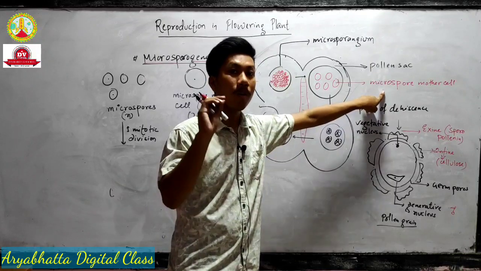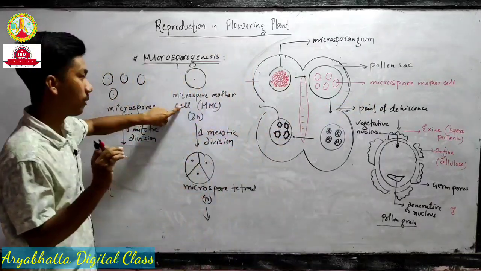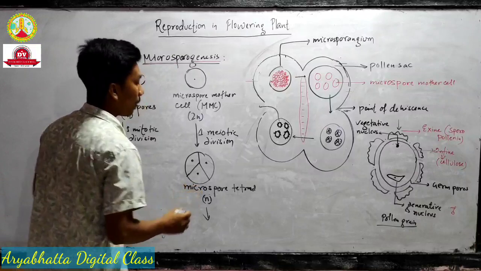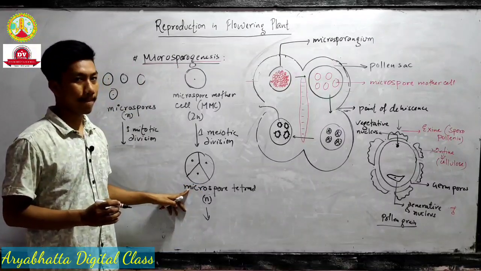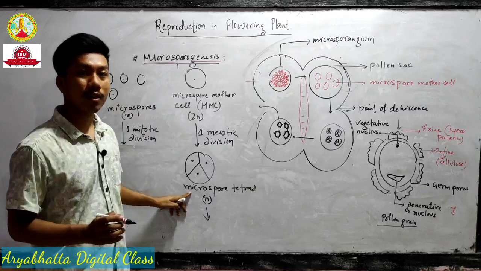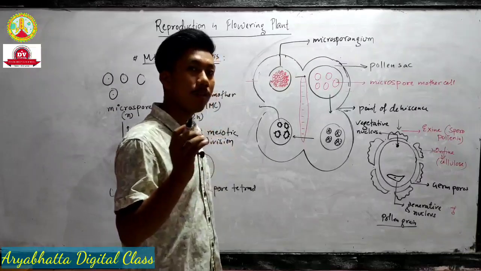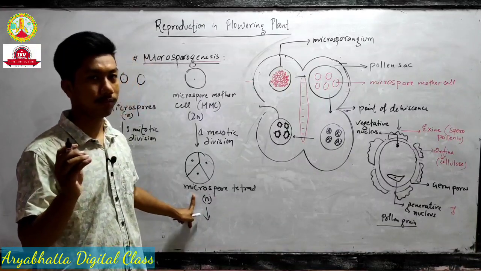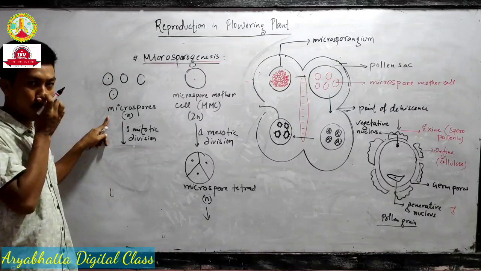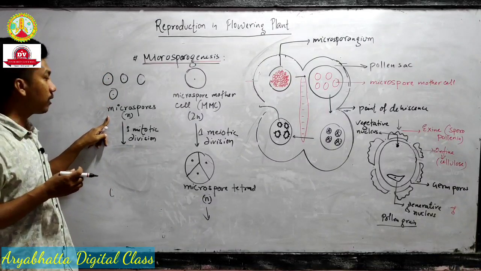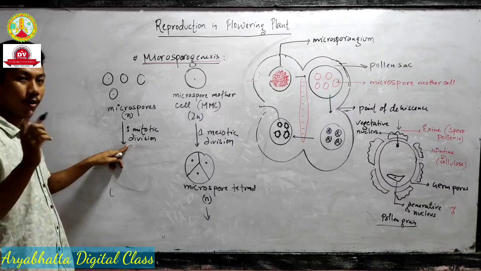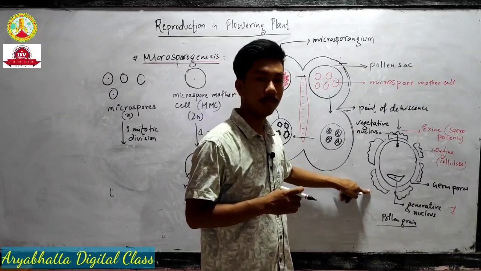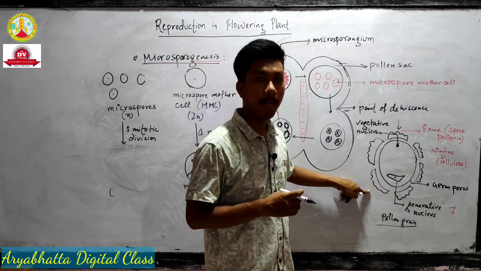Okay, now the microspore mother cell will undergo one meiotic division and produce microspore tetrad. Now the microspore tetrads will separate from each other with the help of an enzyme callase and produce microspores. Okay, now these microspores will undergo one mitotic division and produce pollen grains, okay, which is a male gamete.